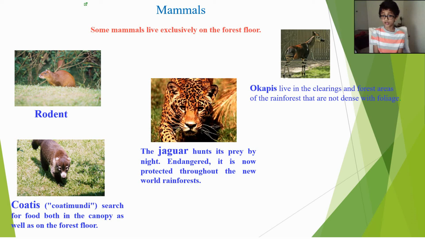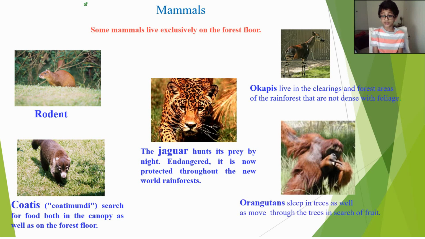And now here are okapis. They live in clearings in the rainforest, and the rainforest that don't have dense trees and foliage. So they live in clearings, which are places that aren't dense with trees.